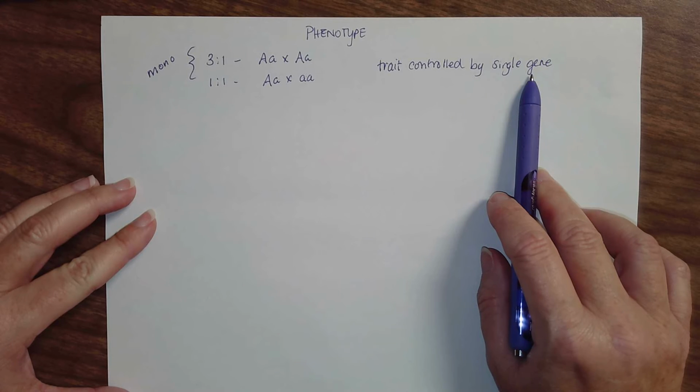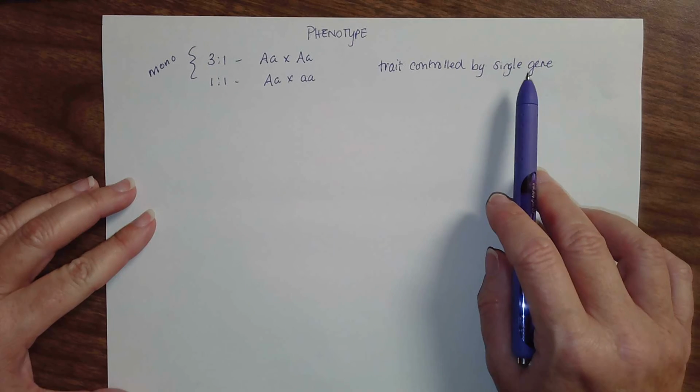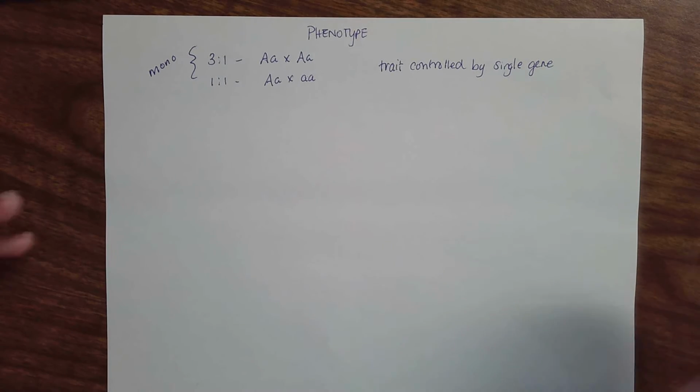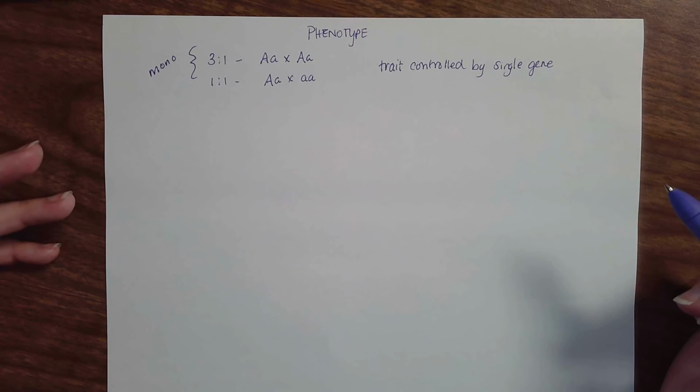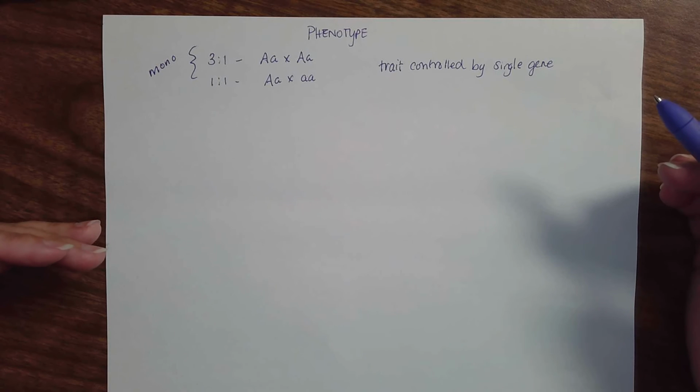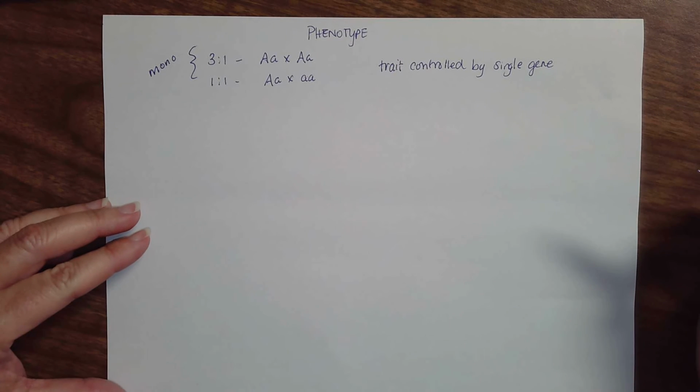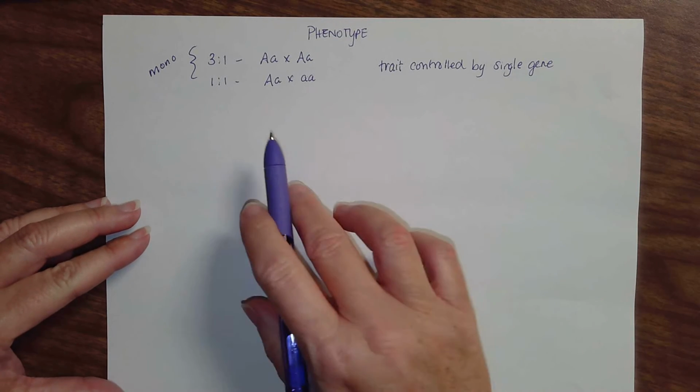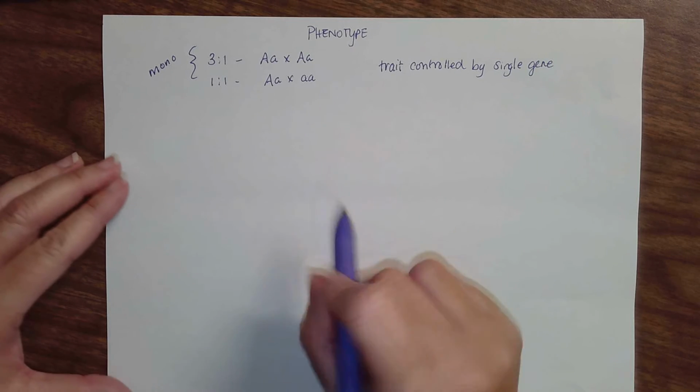Most traits are not controlled by one gene. The vast majority of traits are controlled by multiple genes. That's what the Teosinte activity is going to show you. And then another thing that I wanted to go over was the other ratios.